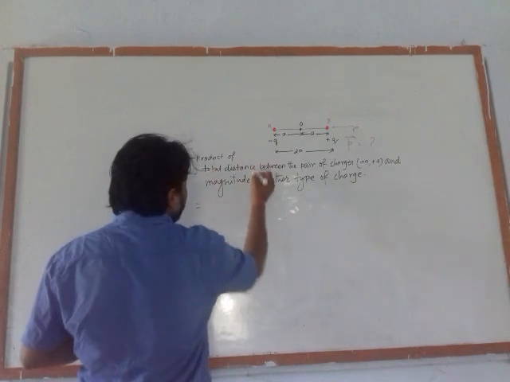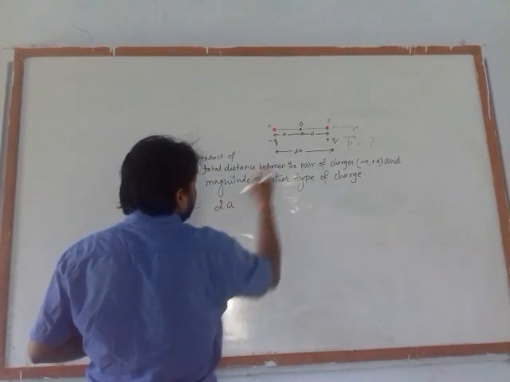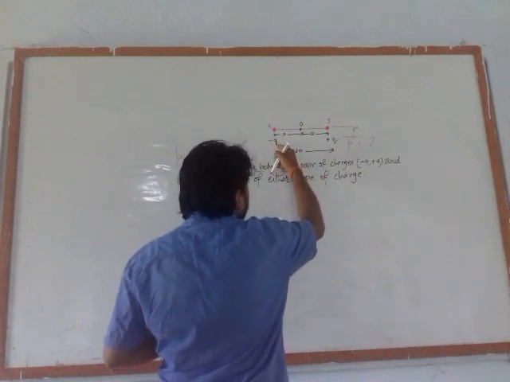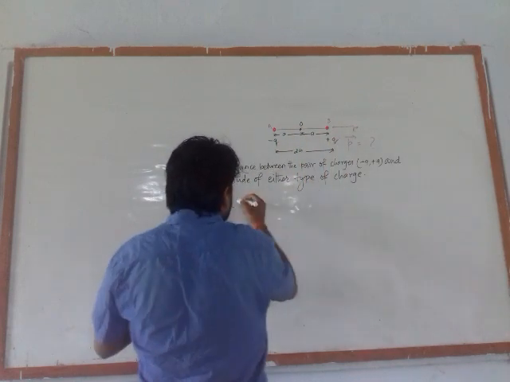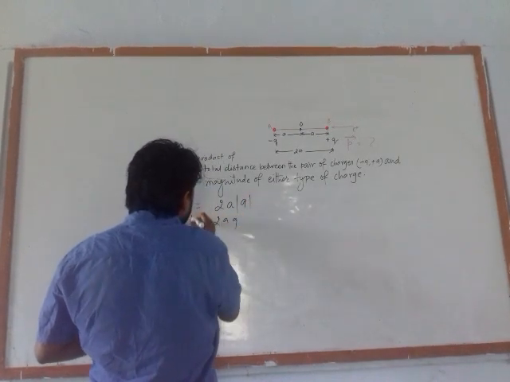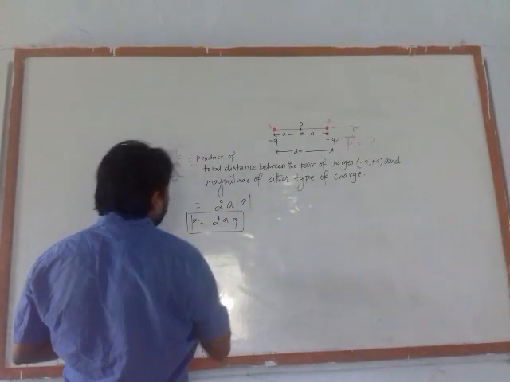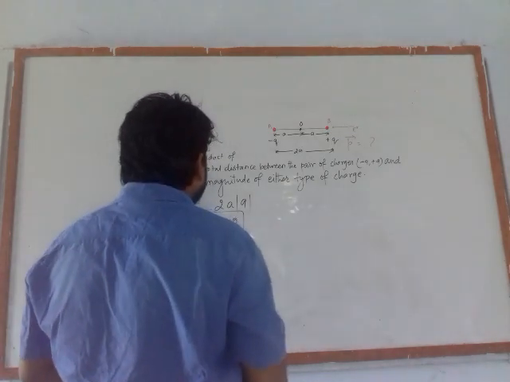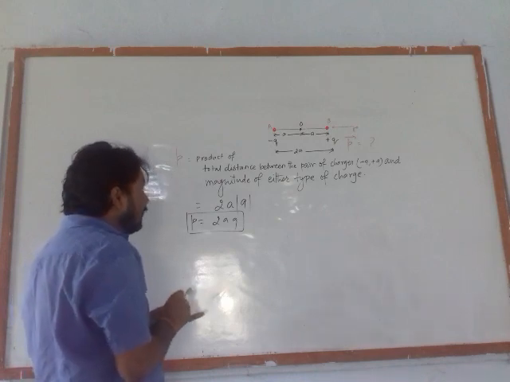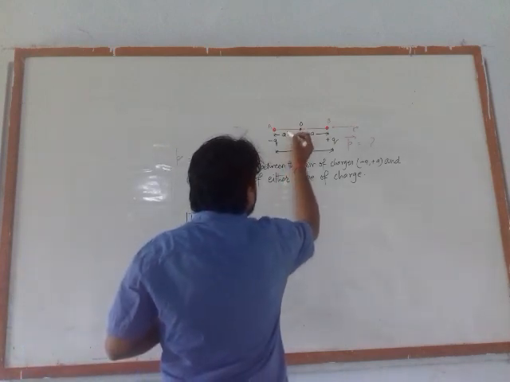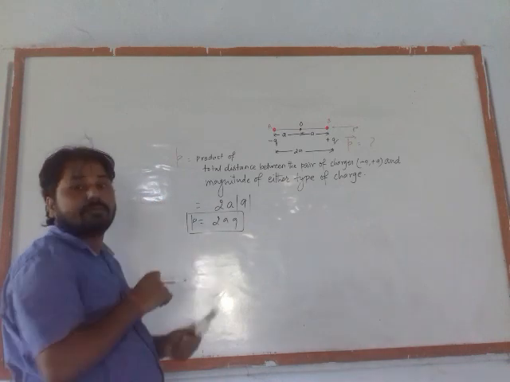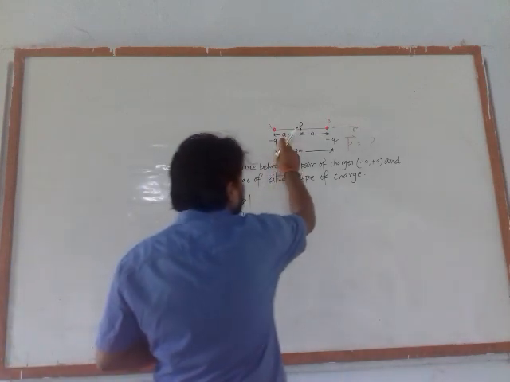So the total distance is 2A, and for either type of charge you can take negative Q or positive Q, but it should be absolute. So it will be 2AQ. This is called the dipole moment. The dipole moment is also a vector quantity, since A is the shortest distance between either type of charge measured from the center of the dipole. That's why this is a vector.